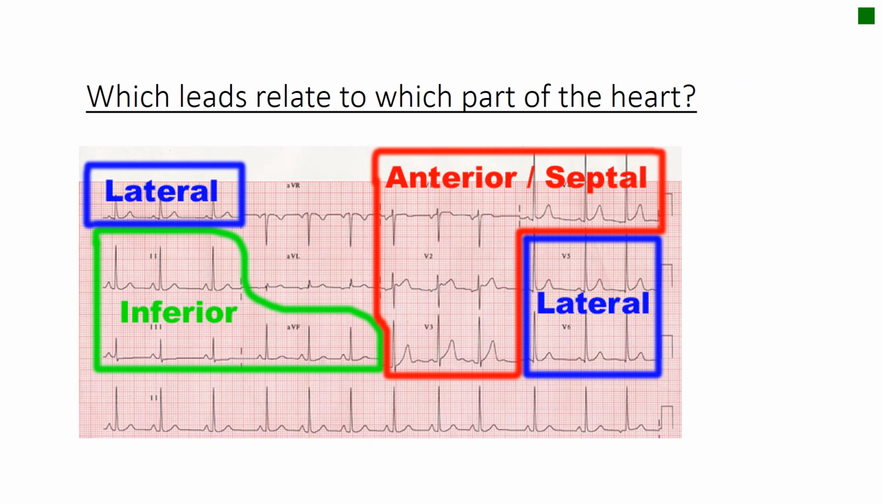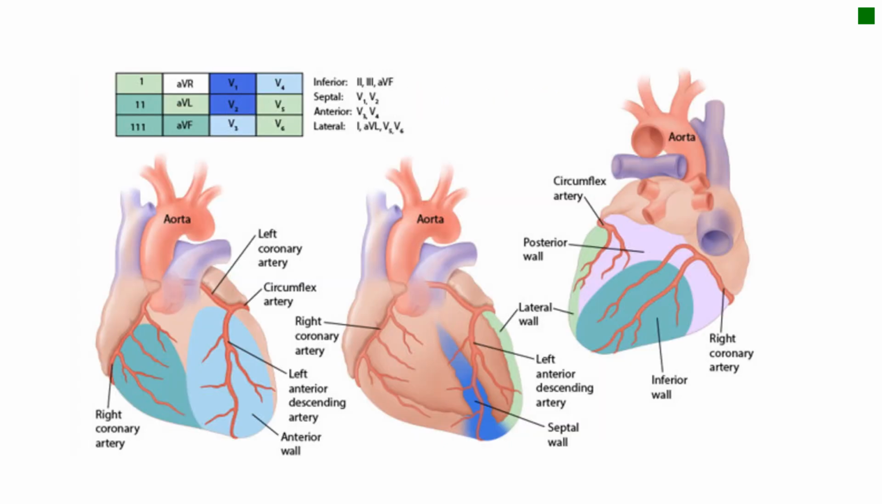So next I want to say which leads relate to which part of the heart. Well, as it shows here in this diagram, in blue, the lateral leads correspond to V5, V6 and lead 1. The inferior leads refer to leads 2, 3 and AVF. And the anterior leads are V1 to V4, often people include V5 and V6 as well. Well, why is that important? Well, it relates to the arteries and which artery corresponds to which part of the ECG.